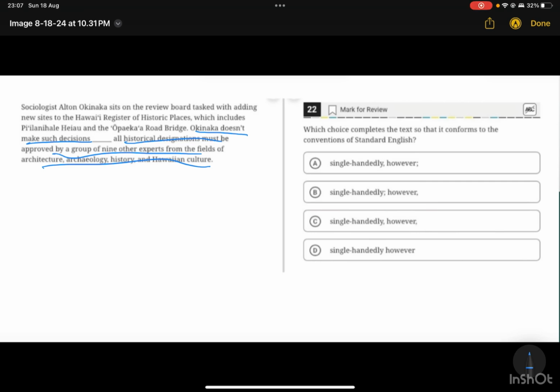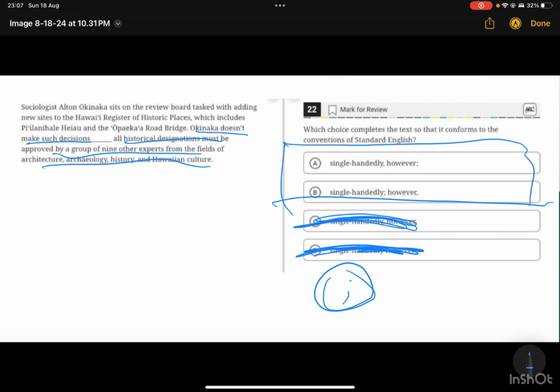We're going to look for the semicolon. For C, it doesn't have a semicolon, so we're going to cross that out immediately. And for D also, it doesn't have a semicolon to separate two independent clauses. So what we have left is A and B. How do we know if it's A or B?